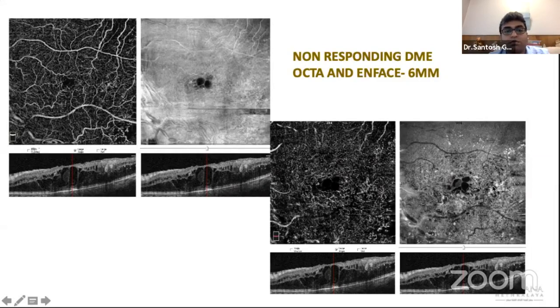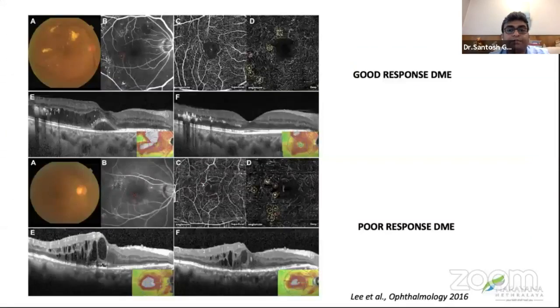En face also really helps to judge how bad the DME is and how much is the extent of the macular edema. There were various papers which showed that when there's a good-response DME, the aneurysms were fewer, and when compared to a poor-response DME, in the deep capillary plexus, aneurysms were more.